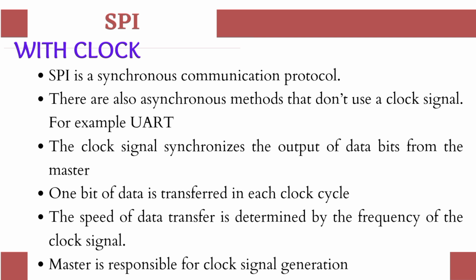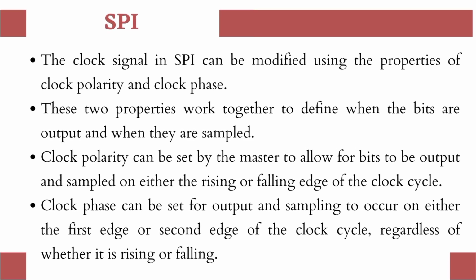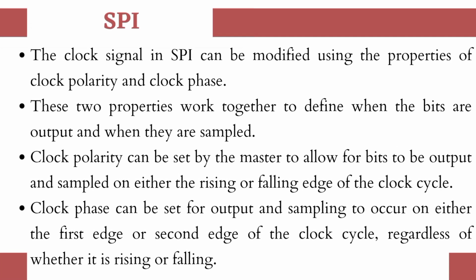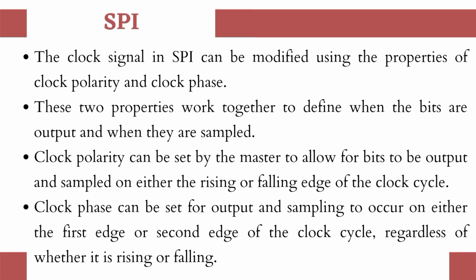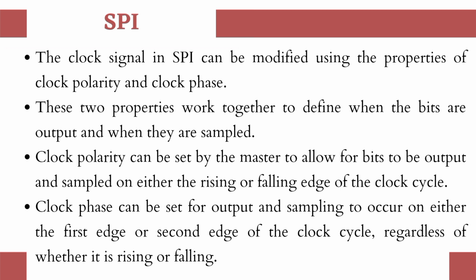SPI communication is always initiated by the master, since the master configures and generates the clock signal. The clock signal in SPI can be modified using the properties of clock polarity and clock phase. These two properties work together to define when the bits are output and when they are sampled. Clock polarity can be set by the master to allow bits to be output and sampled on either the rising or falling edge of the clock cycle. Clock phase can be set for the output and sampling to occur on either the first edge or second edge of the clock cycle, regardless of whether it is falling or rising.